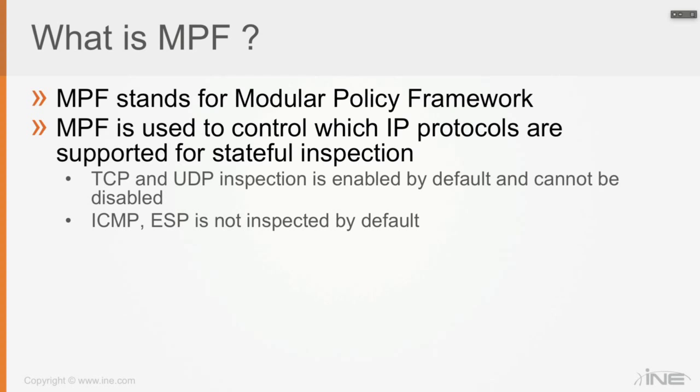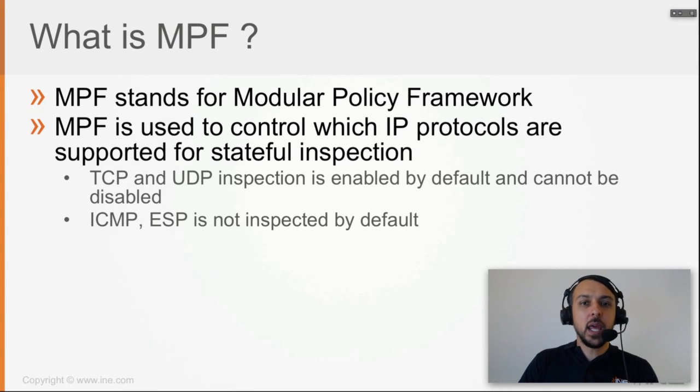I'm not speaking about application protocols, because an application protocol like SMTP or DNS or FTP runs on top of TCP or on top of UDP. Any application, any Layer 7 protocol, runs on top of TCP or UDP. So when I say IP protocols, I mean protocols like TCP, UDP, ESP, ICMP, GRE, OSPF, EIGRP, each of which is an IP protocol that has its own protocol number.